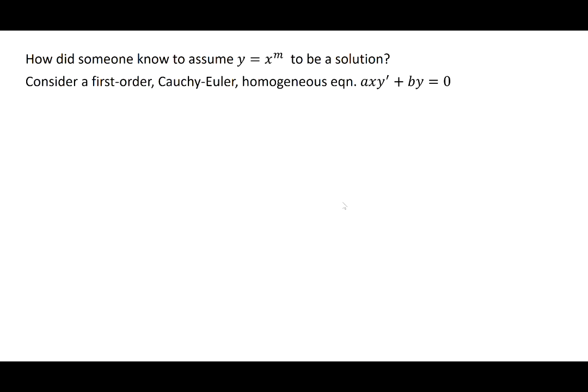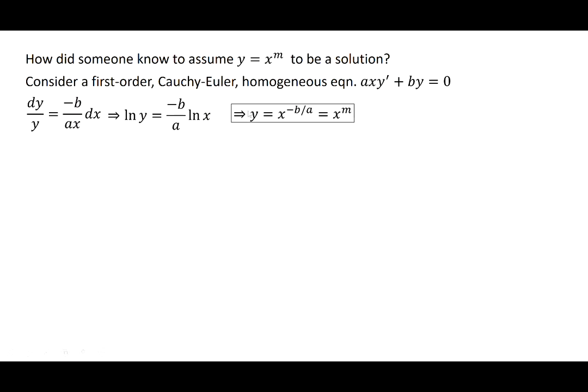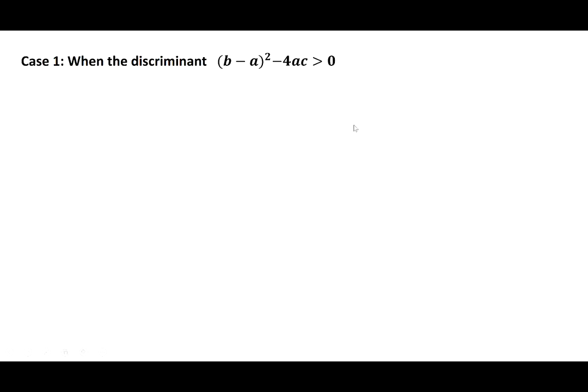Okay. Now let me answer that question. How did someone know how to assume y equals x to the m to be a solution? Simple. Somebody said, hey, what if we were to have a first order equation? For this, we know exactly how to proceed. You can do separation of variables and solve. And for that, it turns out to be x to the negative b over a is the solution, or x to some kind of an m. That's the idea.